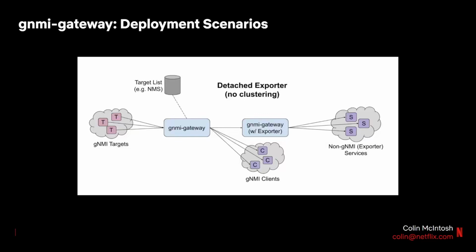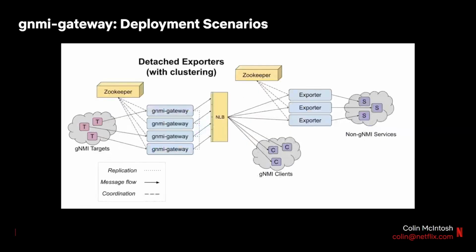In this case, the exporter on the right-hand side forms a GNMI connection into the GNMI Gateway instance on the left to subscribe to the telemetry stream. The exporter then forwards that data to the non-GNMI services. Other GNMI clients can still form connections to the GNMI Gateway instance on the left as well.